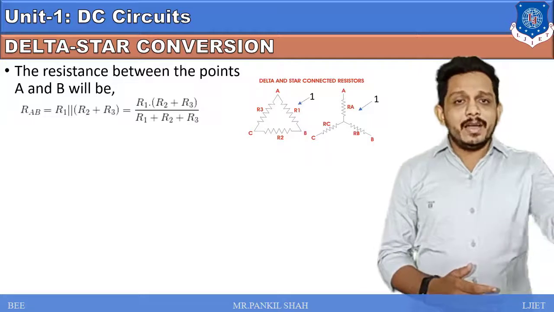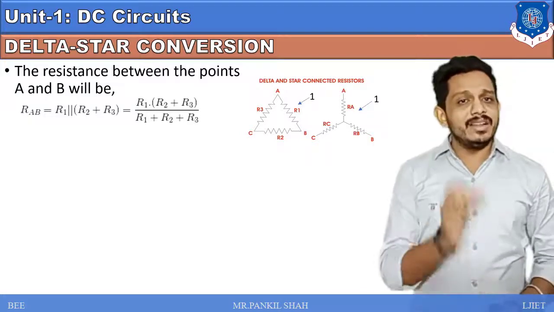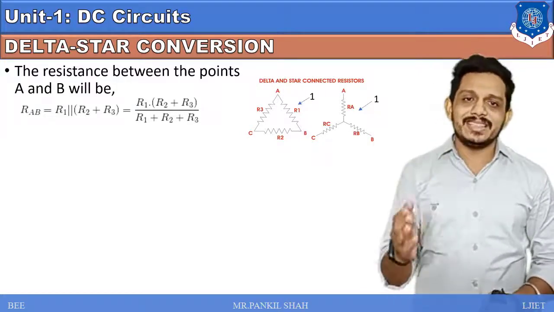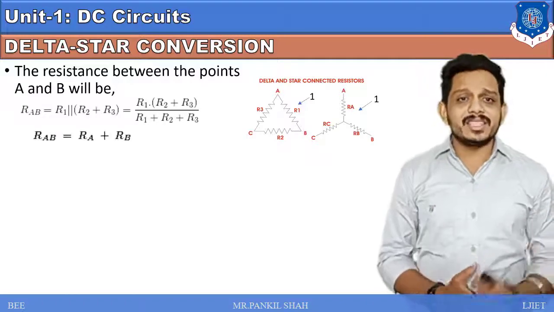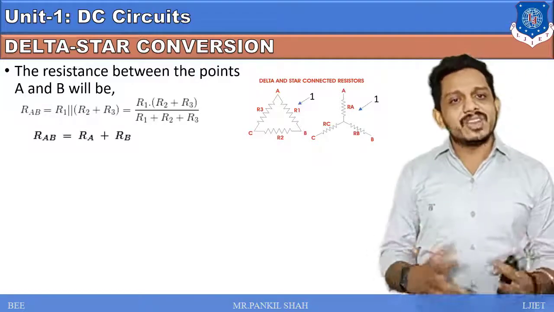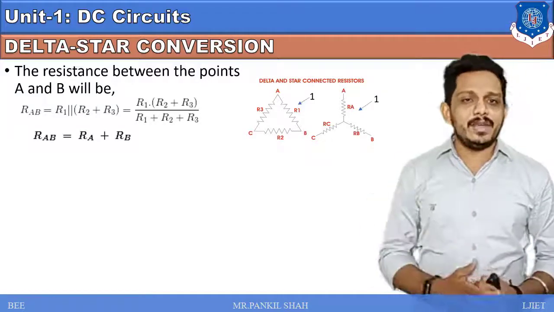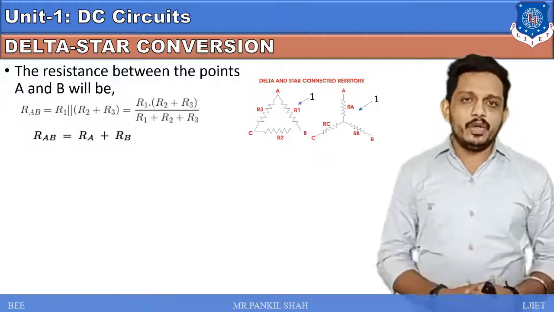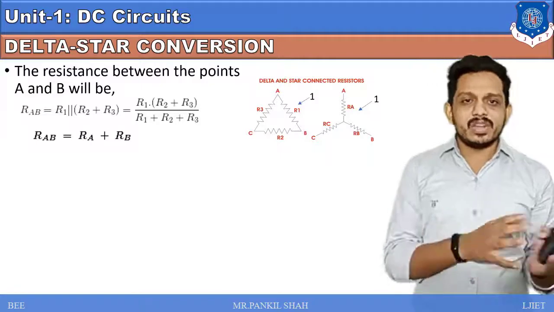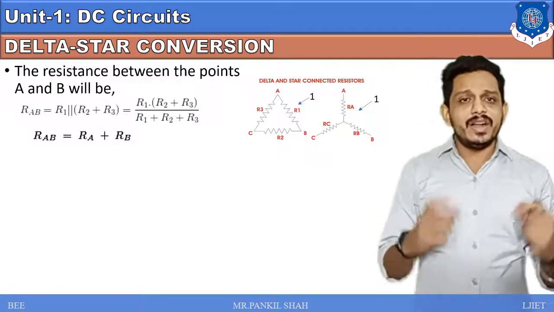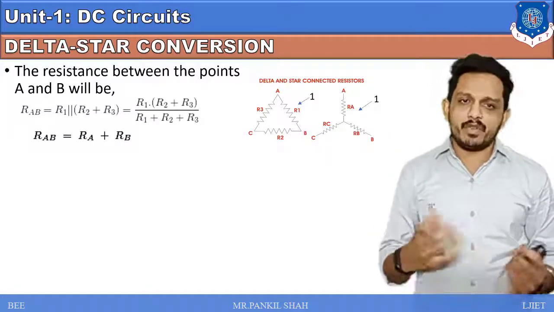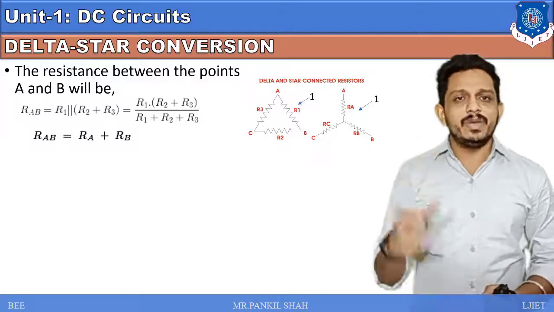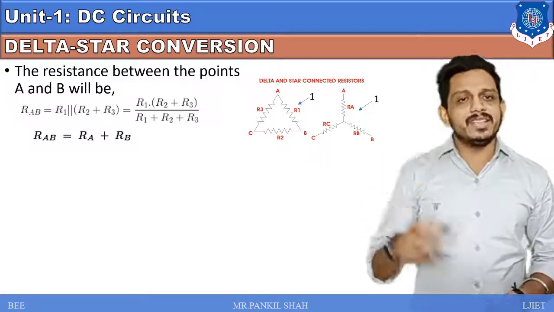So you can see that between A and B terminals there are two resistances connected, that is Ra and Rb. So in the star case, the equivalent resistance Rab is nothing but Ra plus Rb. And as I told you, if you are converting delta to star or star to delta, the equivalent resistance between any pair of two terminals should be equal. So we have to compare these two equations.